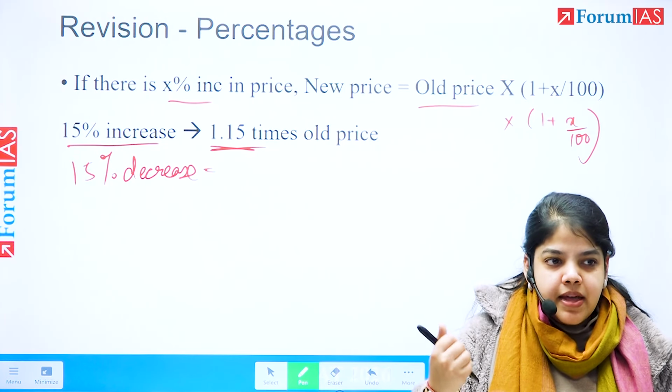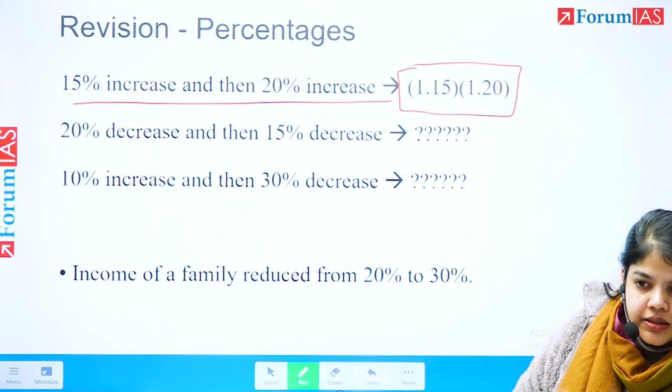Then we said if it is 15% increase and then 20% increase, the order was not important. We were basically multiplying old price with this. 15% increase implied 1.15, 20% increase implied 1.20. Yahan tak we are all good. So I want you to tell me for 20% decrease and then 15% decrease, what would you multiply your old price with?